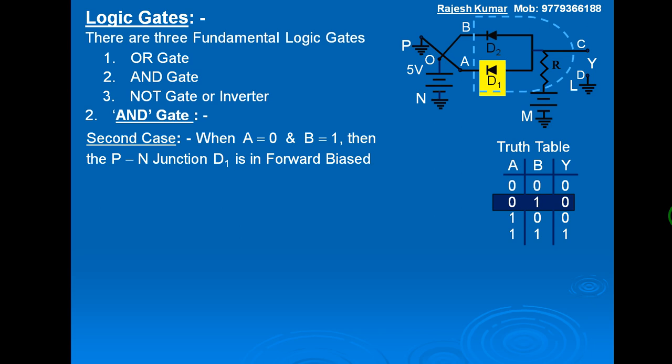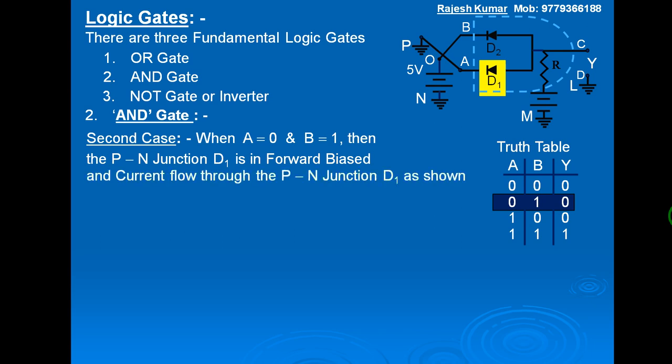The PN junction D2 is now reverse biased because both the P-type and N-type semiconductors in the junction are at the same potential. P-type semiconductor is connected to the 5 volt battery positive terminal and N-type semiconductor is also connected to the battery of 5 volt. So the potential of both the semiconductors of the PN junction are the same and no current flows through it.